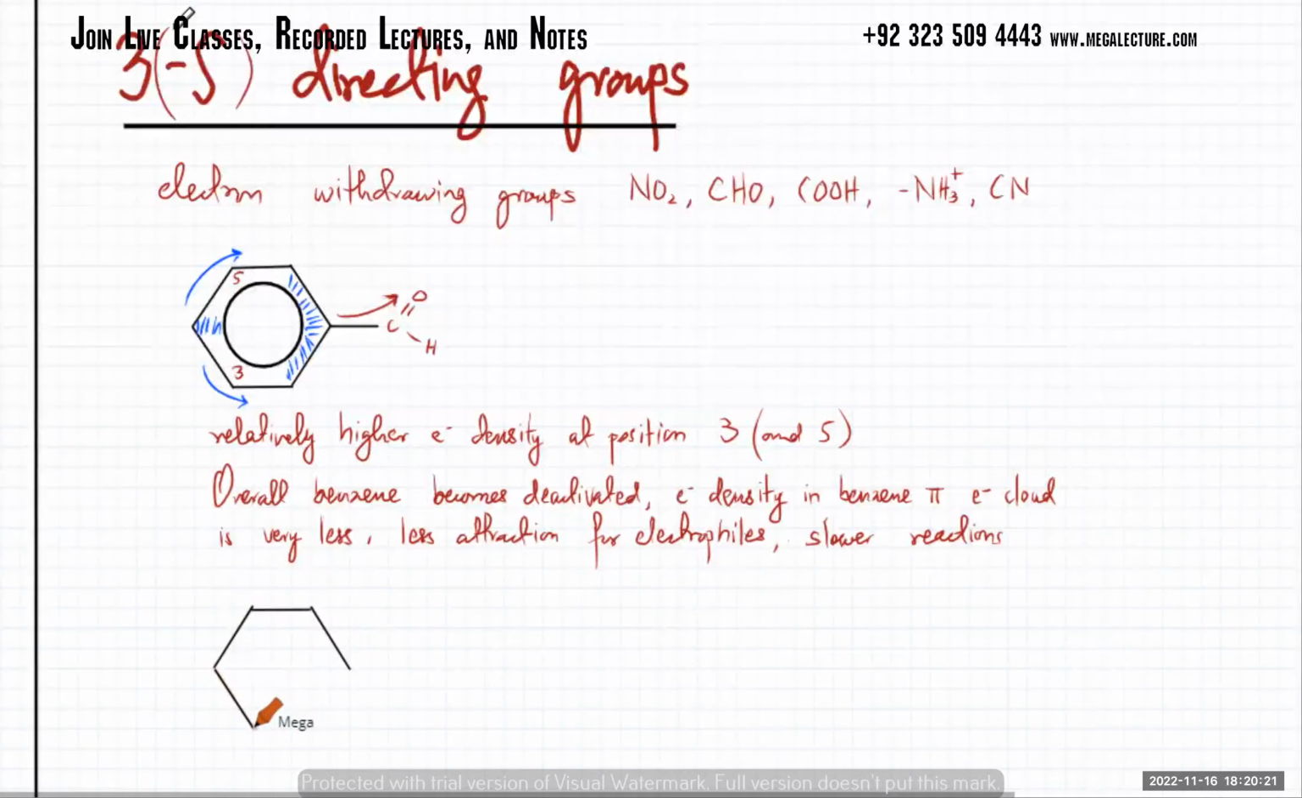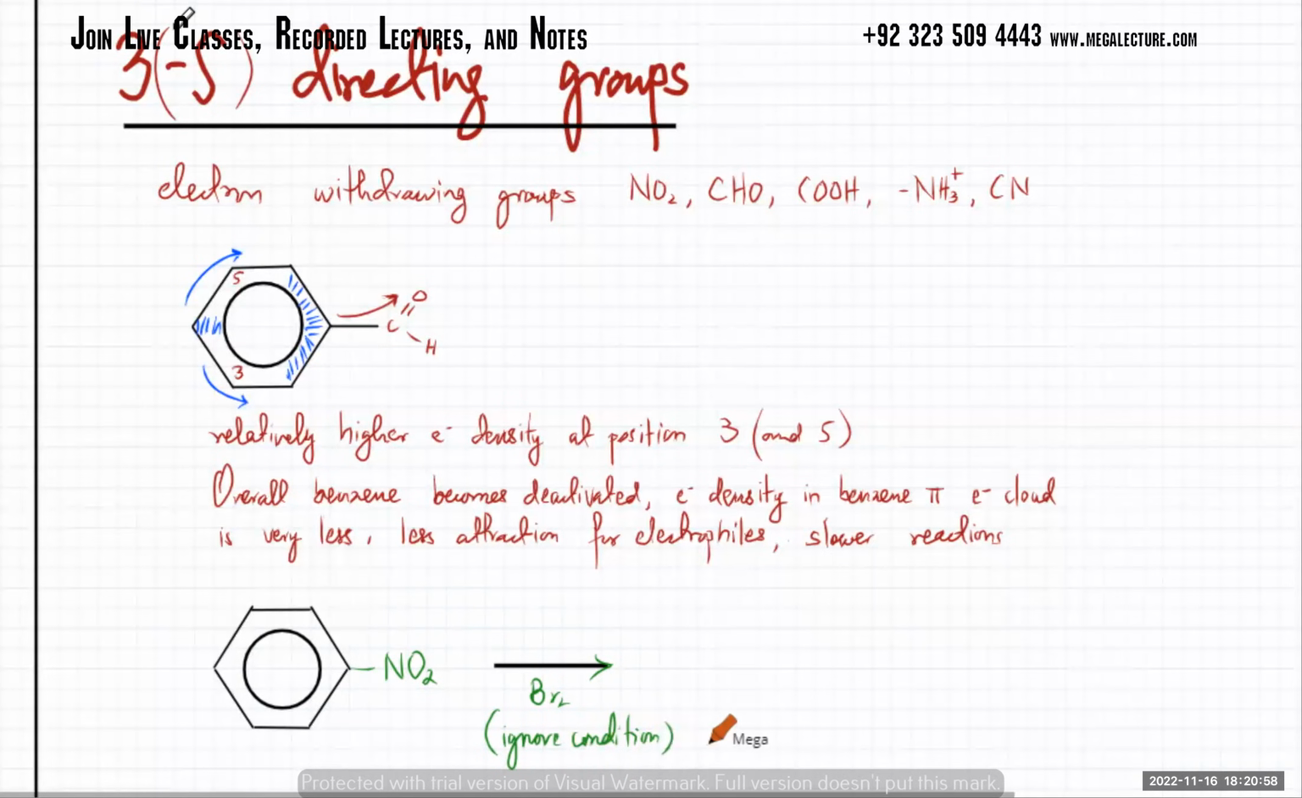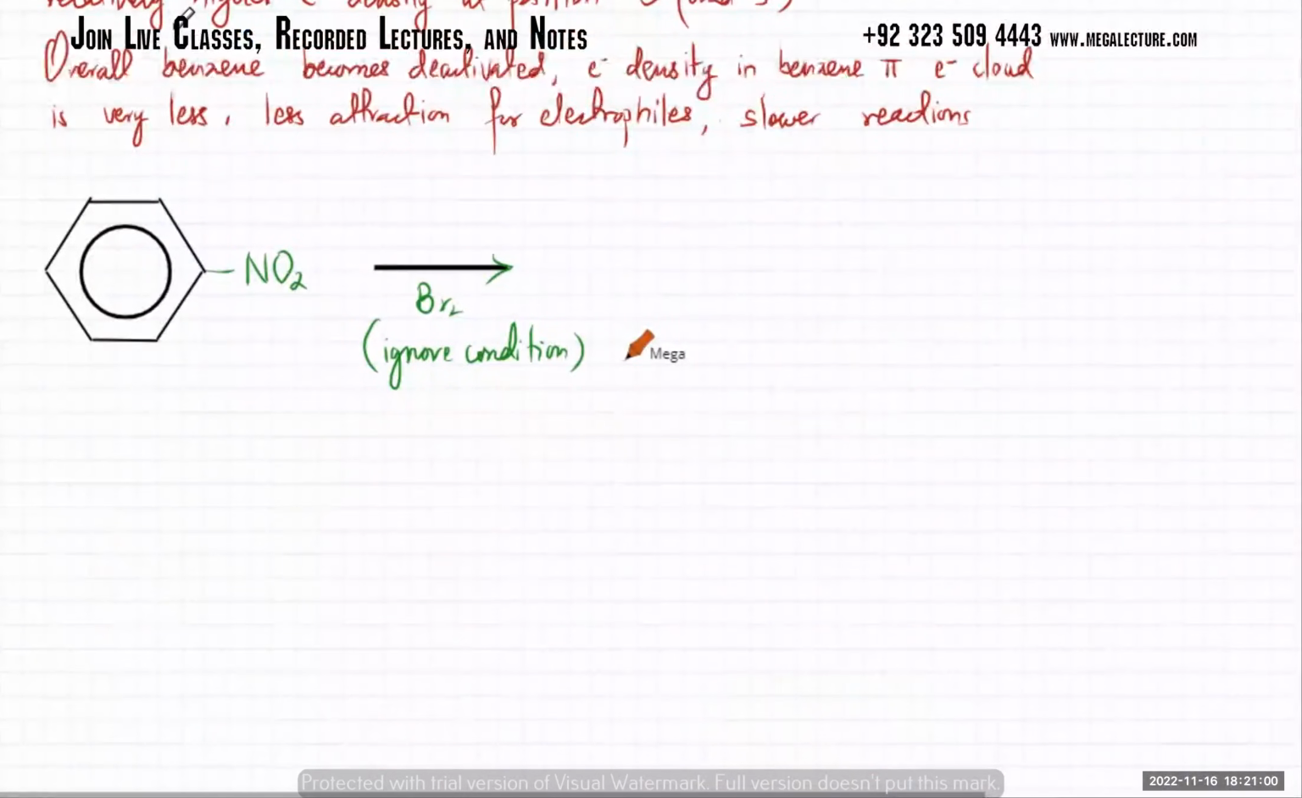So you should know where to add the electrophile. If there's an NO2 here, and there's a reaction with Br2, right? I'm just saying ignore the conditions at the moment. The reaction will be difficult, so you would probably need much higher temperatures, and you would need a catalyst as well.